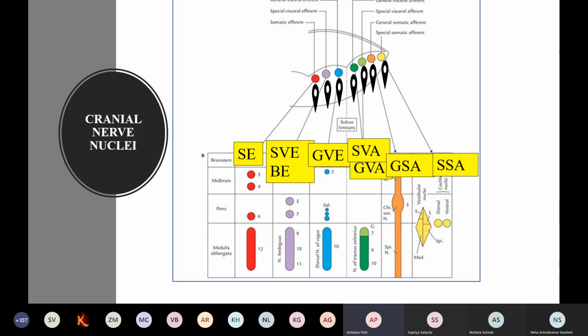Now coming to the afferent, general visceral afferent. So it is going to the dorsal nucleus of vagus. Special visceral afferent, that is the taste sensation, nucleus of the tractus solitarius, 7th, 9th and 10th nerves. Then is the general somatic, only the 5th nerve, all the 3 nuclei, that is the spinal nucleus, then sensory nucleus and the mesencephalic nucleus. And special somatic corresponding to the vestibulocochlear nerve, vestibular nuclei and the cochlear nuclei.